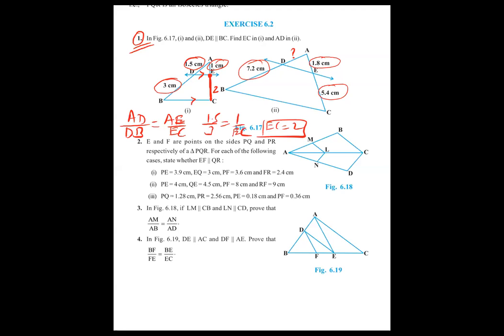Now people are giving wrong answers here. 2.4 is the correct answer. 2.3 and all is also wrong. 2.4. You can also solve it by the normal method. You can write AD by DB is equal to AE by EC, and then AD by 7.2 is 1.8 upon 5.4. So AD is equal to 7.2 by 3, so AD is equal to 2.4 centimeter. That's all.